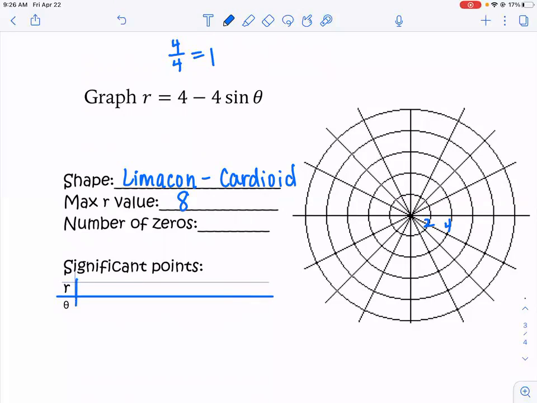Okay. All right, so we're going to plug in 0, pi over 2, pi, 3 pi over 2, and we'll cycle back to 2 pi. Okay, now.